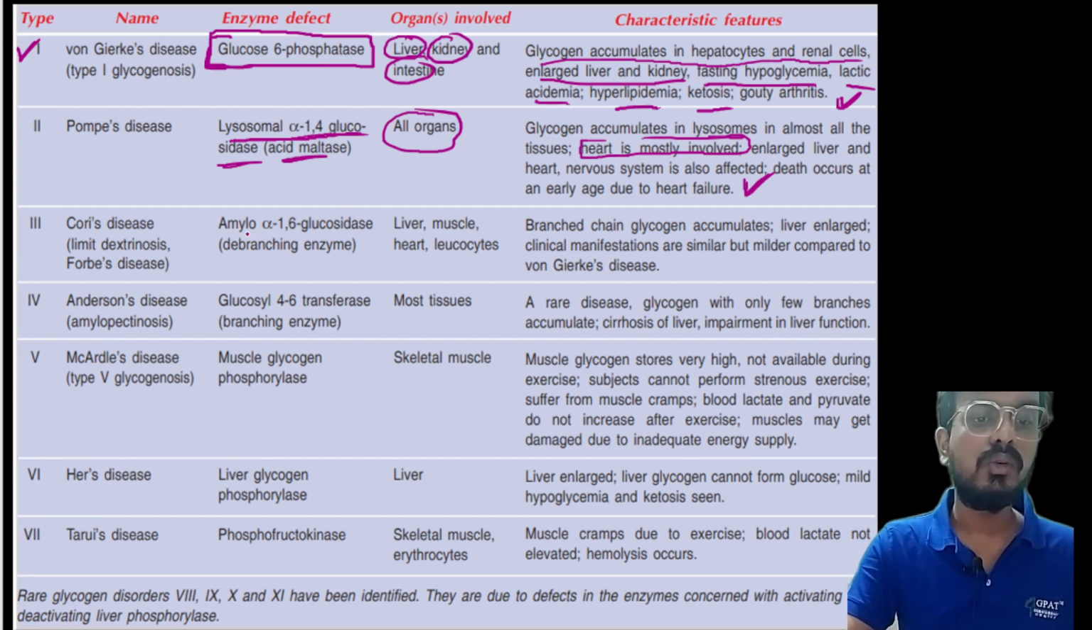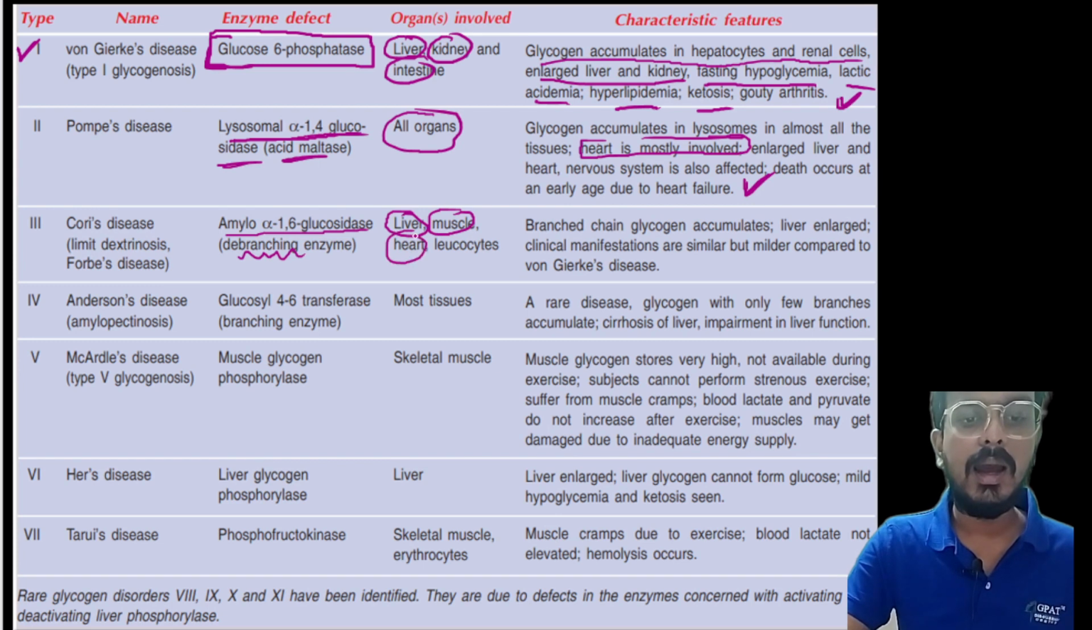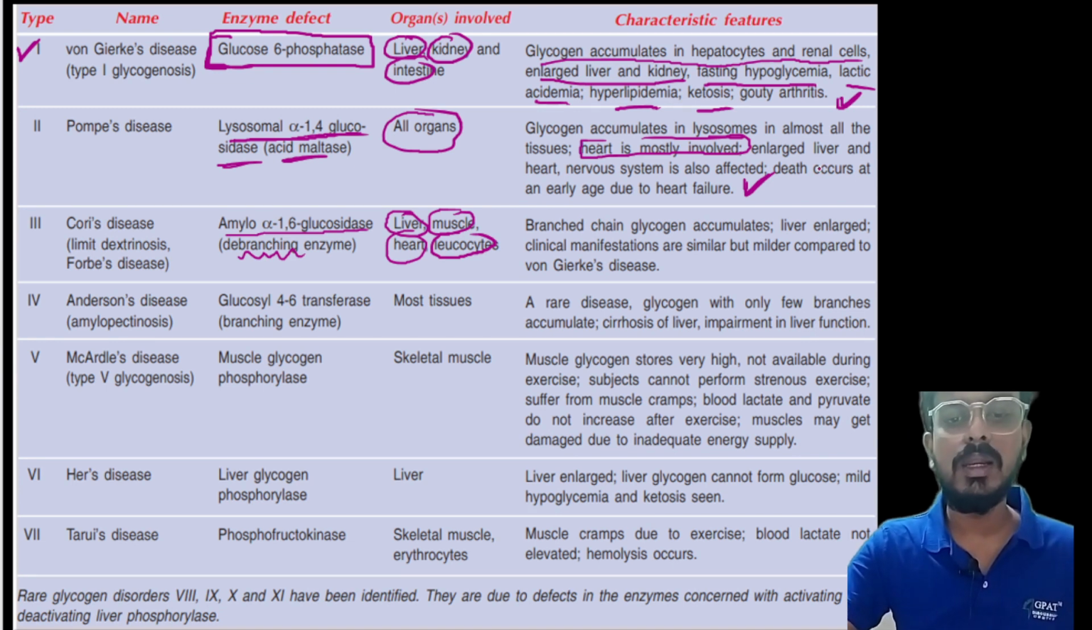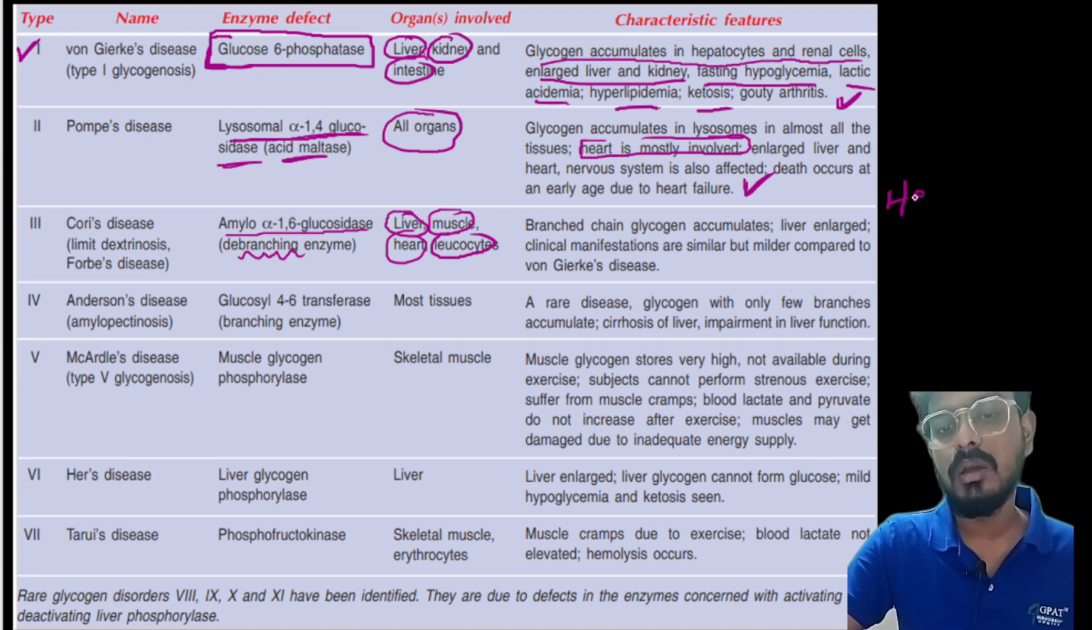Next is Cori disease. Cori disease is limit dextrinosis, also known as Forbes disease. This is a deficiency of the enzyme amylo alpha 1,6 glucosidase, which is a debranching enzyme. The organs involved are your liver, muscle, heart, and leukocytes. Branched chain glycogen accumulates, and the liver gets enlarged. Enlargement of the liver is known as hepatomegaly.